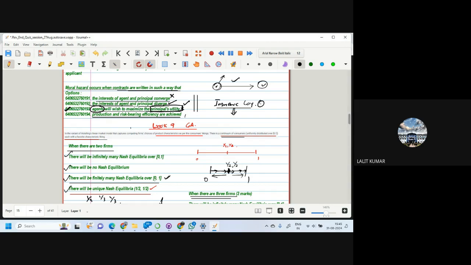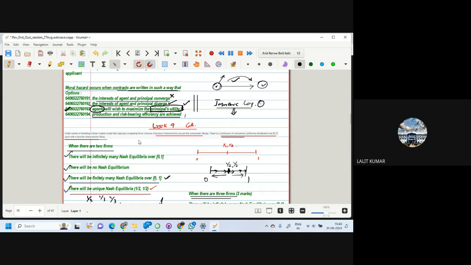It is diverging. Agents will wish to maximize the principal's utility. No, he is trying to minimize the principal's utility. Production and risk-bearing efficiencies are achieved. No, only the risk-bearing efficiency is achieved. The production efficiency is not achieved.